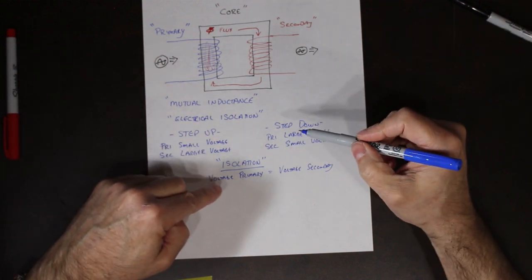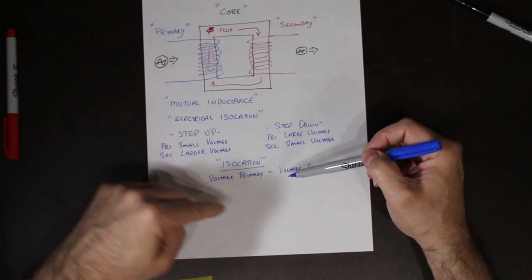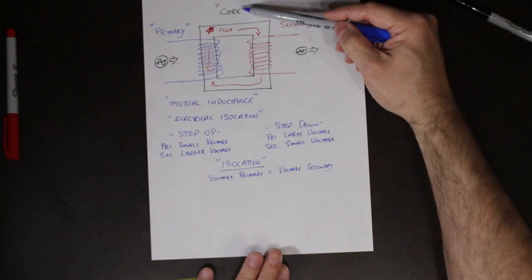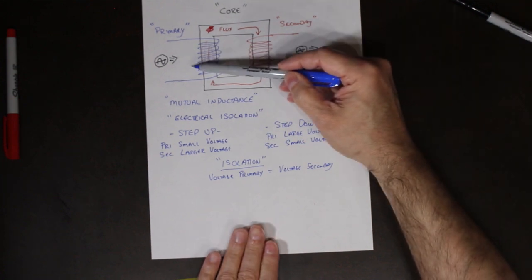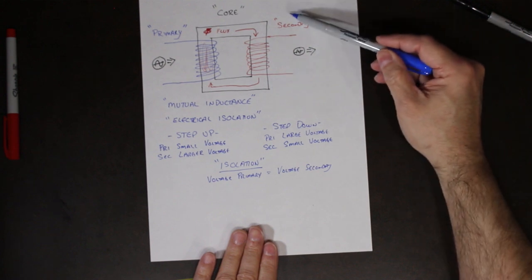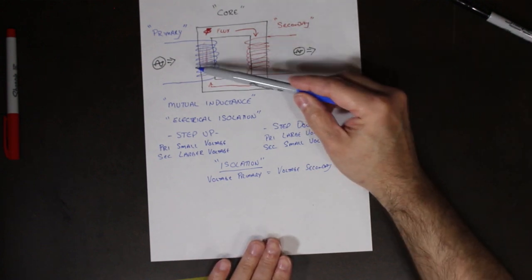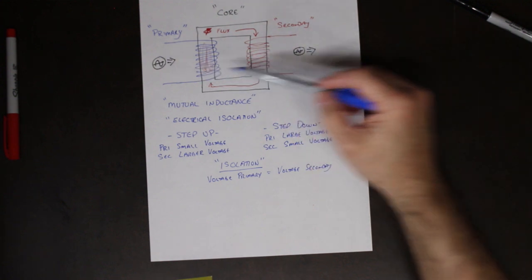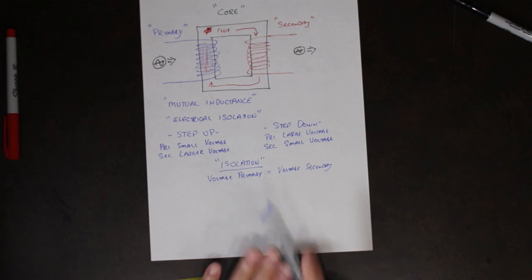So in an isolation transformer, these two values are the same. But what it allows us to do is implement this electrical isolation between the two circuits. So we have a primary circuit, secondary circuit. So anytime we want to isolate two circuits in an AC world without changing the voltages, we can actually put in what's known as an isolation transformer.